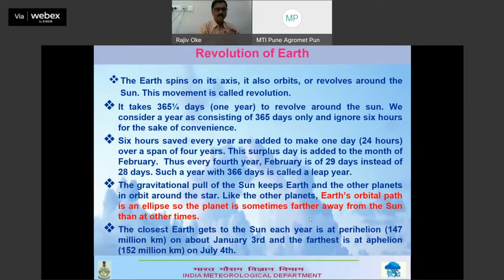The gravitational pull of the Sun keeps the Earth and other planets in orbit around the star. Earth's orbit around the Sun is elliptical, and sometimes Earth moves farther away from the Sun, and sometimes it comes closest. The closest Earth gets to the Sun each year is called perihelion. It's around 147 million kilometers on about 3rd January, and the farthest is called aphelion. It is 152 million kilometers on July 4th.